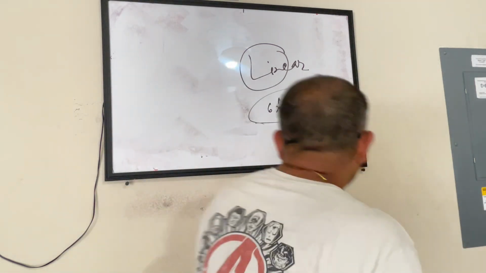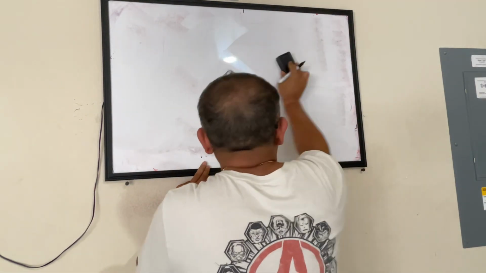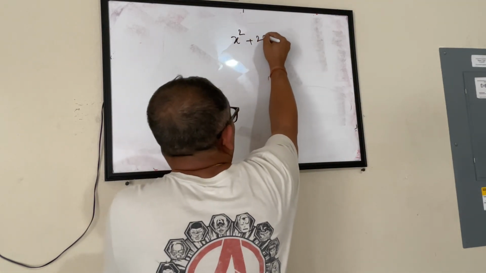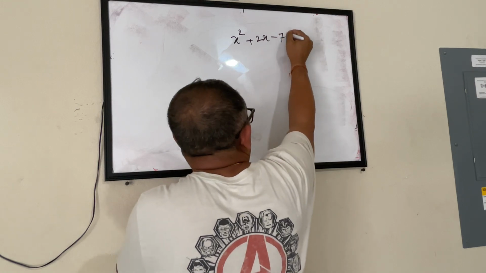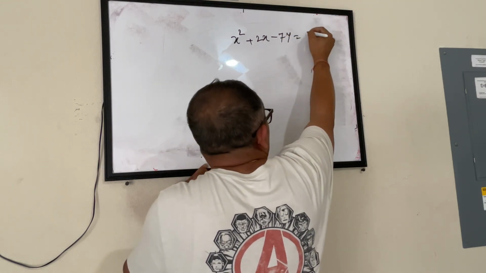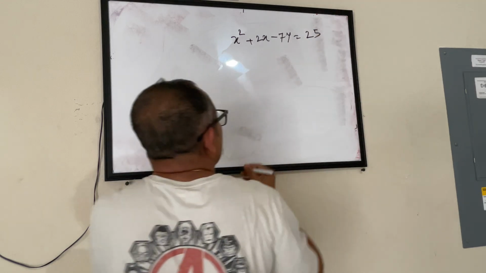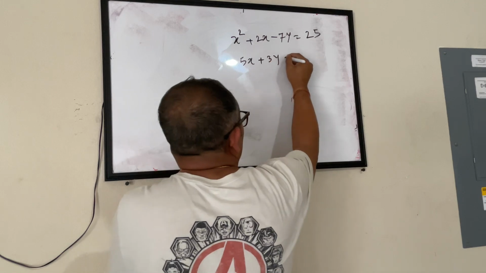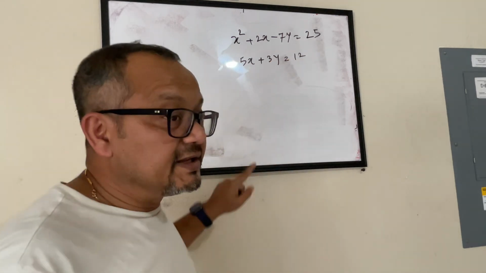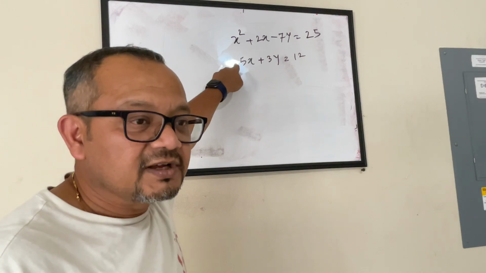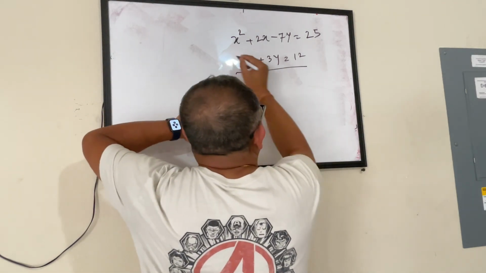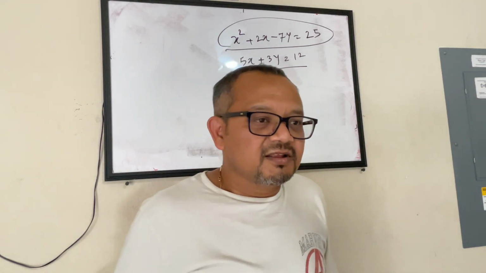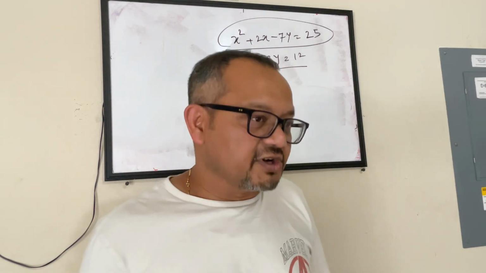Again, this was extra information. Now let's say you have x squared plus 2x minus 7y equals 25. And then you have another equation, 5x plus 3y equal to 12. Here, this second one is a linear equation. This is going to draw a straight line. What is the first one? It's a quadratic equation.